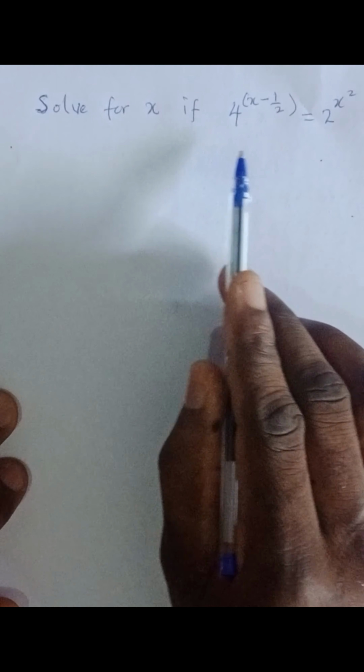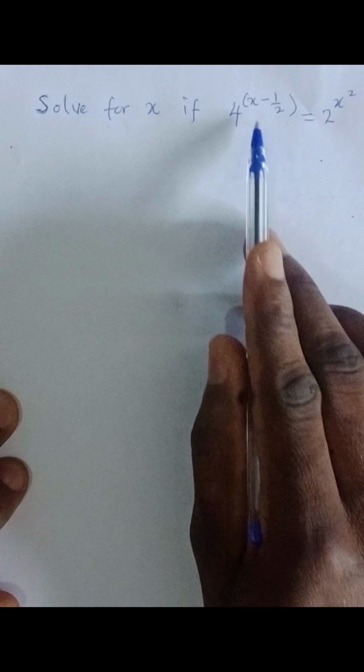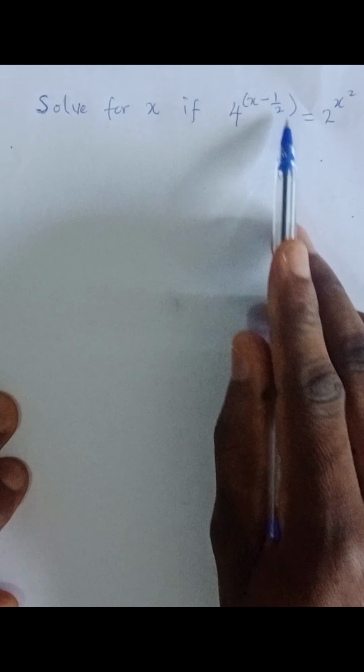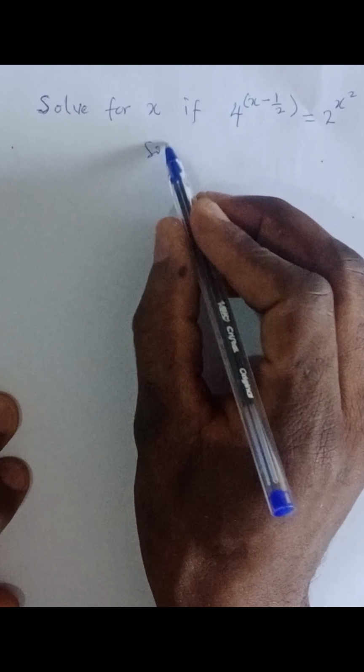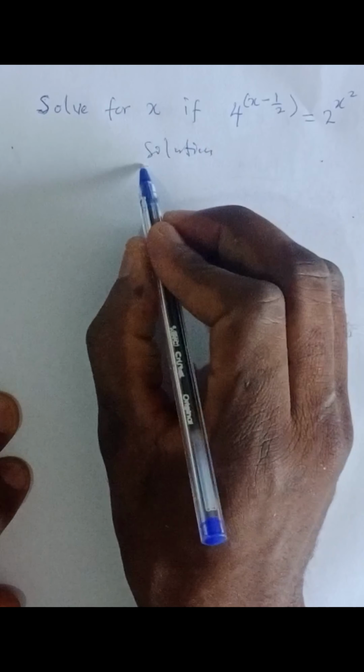The question here says: solve for x if 4 raised to the power of (x minus 1/2) equals 2 raised to the power of x squared. Okay, let's look at the solution to this problem.